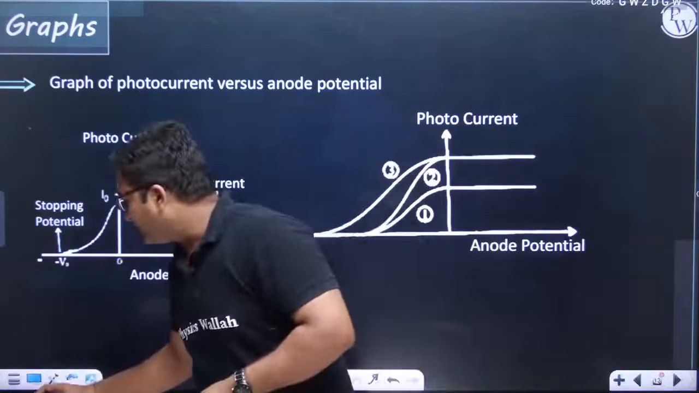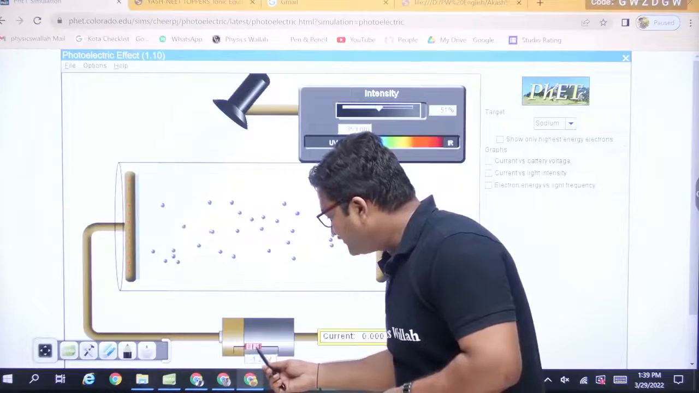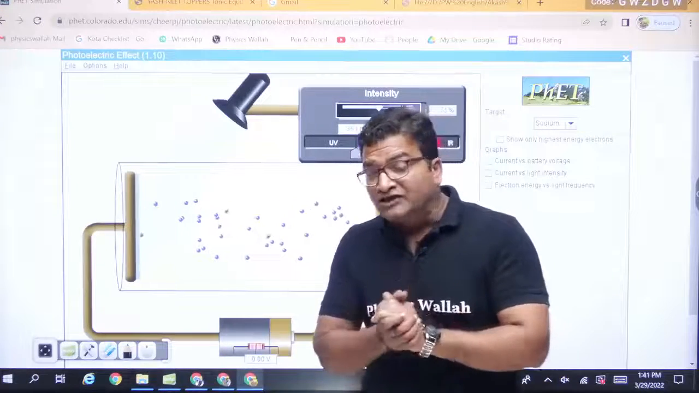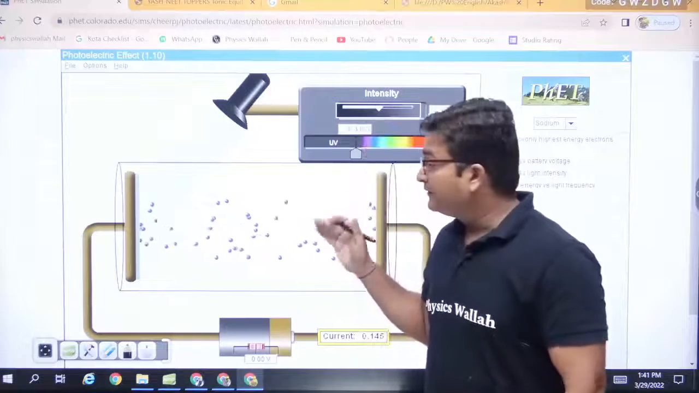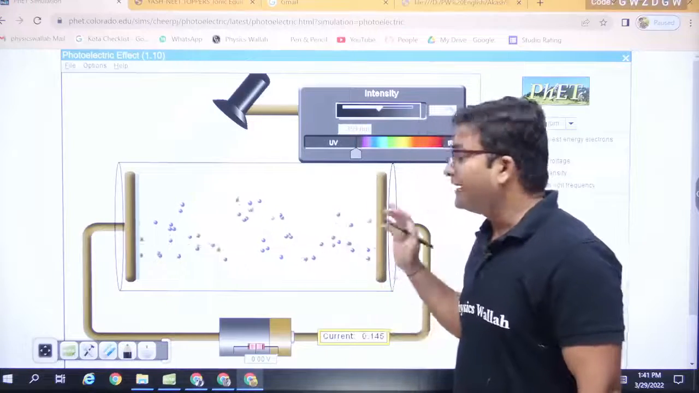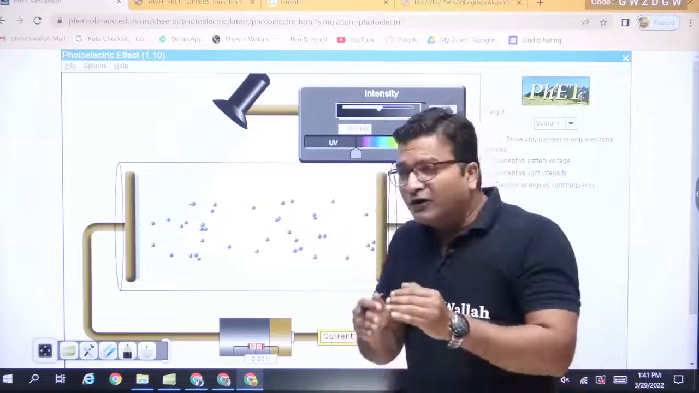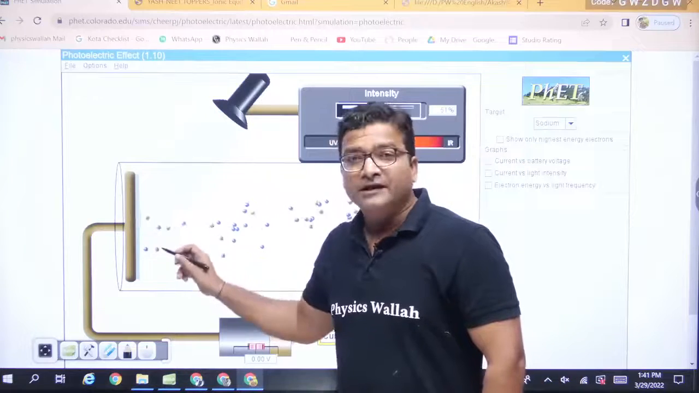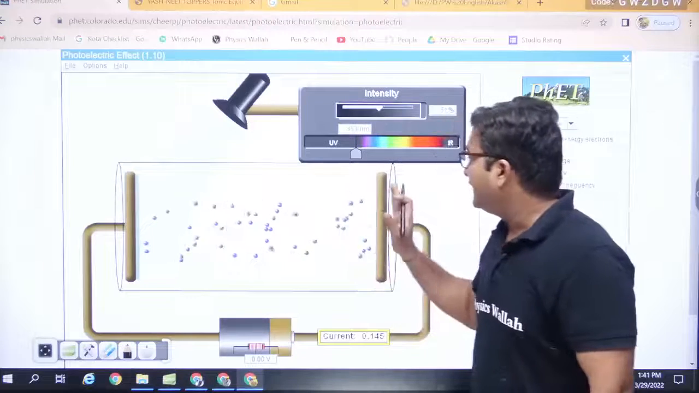So let us see this experiment again. If the potential difference here is 0, let us put it 0. Now the potential difference across these two electrodes is 0. There is no electric field here, and all the electrons which are coming out of the cathode are reaching anode. Only few electrons which come out of the cathode with almost 0 kinetic energy form a little cloud here. But all the remaining electrons which have some speed reach anode.